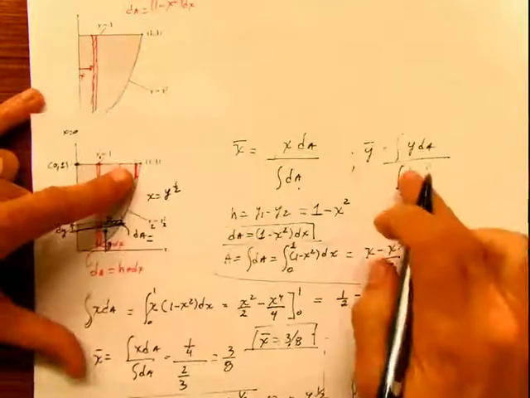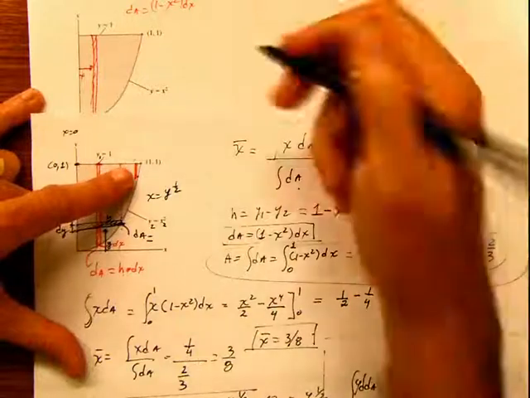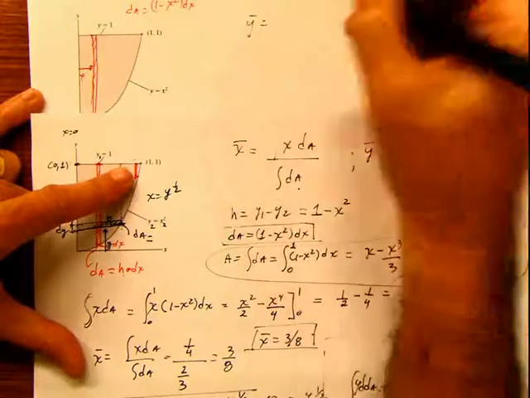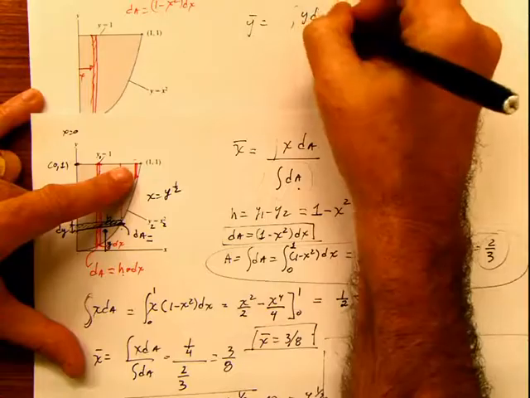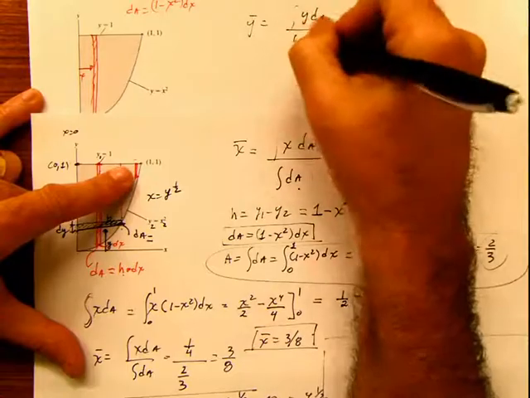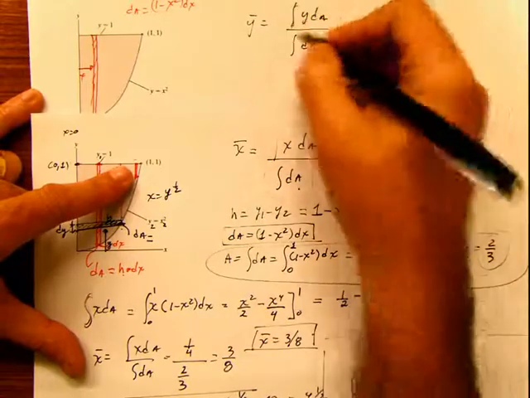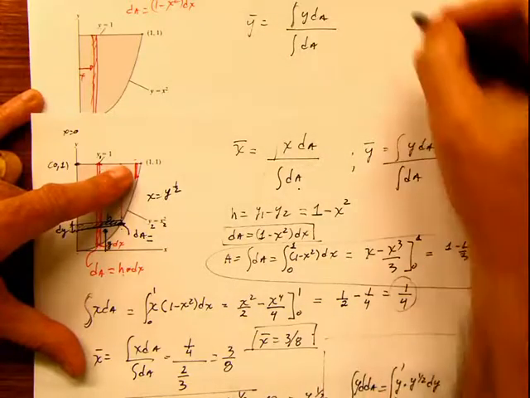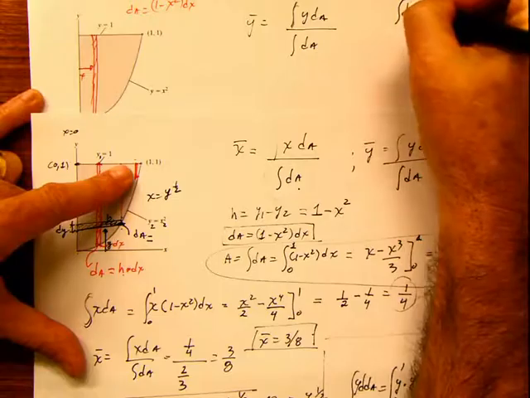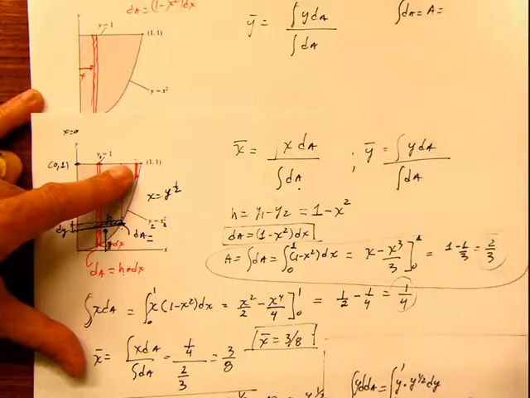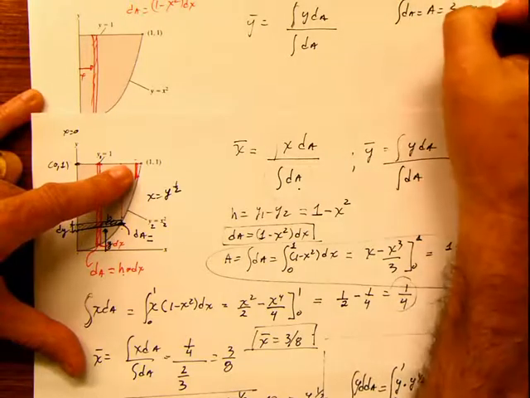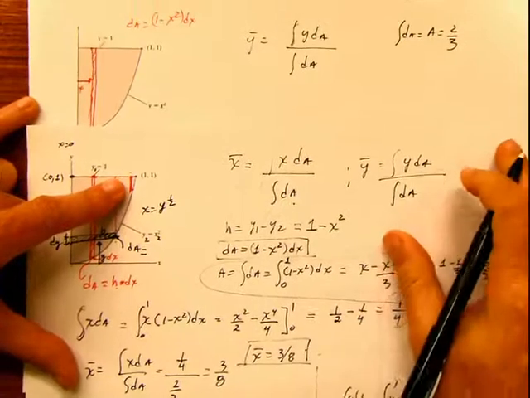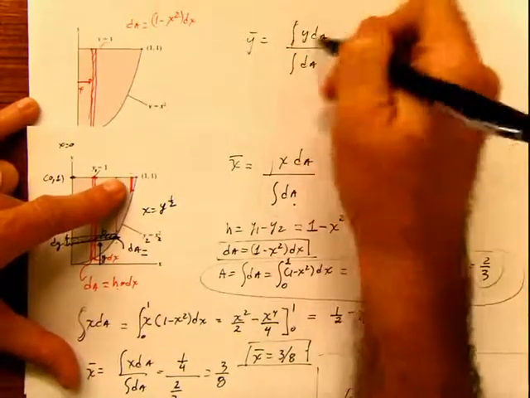But let's say that now I want to use the same differential of area and apply this equation. This equation is y bar equals the integral of y dA divided by the integral of dA, which I already know from before. Remember, the integral of dA is equal to the area, and that's equal to 2/3 because we calculated that before. So my problem is still solving this top part.